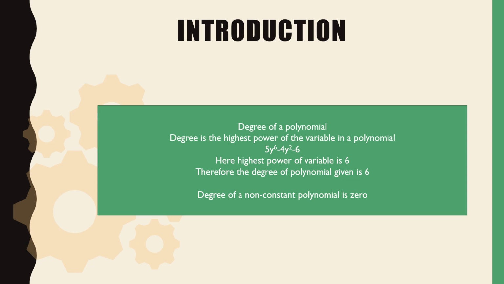Degree of a polynomial. Degree is the highest power of the variable in a polynomial. For example, if you consider 5y raised to 6 minus 4y square minus 6, here the highest power of the variable is 6. Therefore, the degree of the polynomial given is said to be 6. The degree of a non-zero constant polynomial is 0.